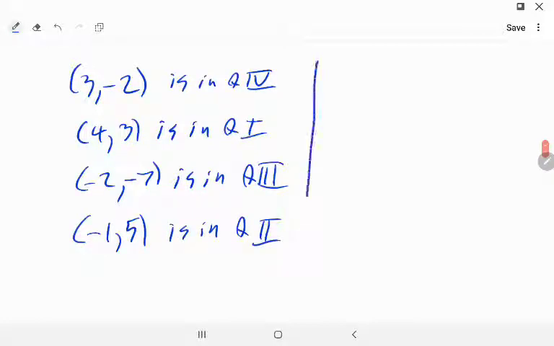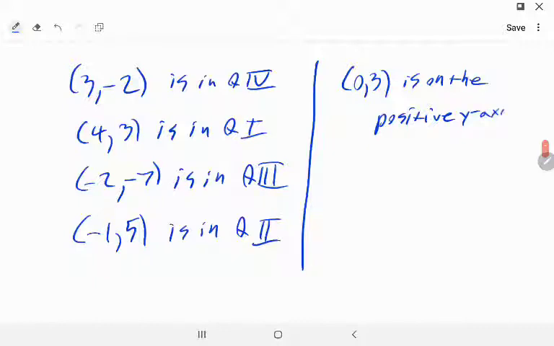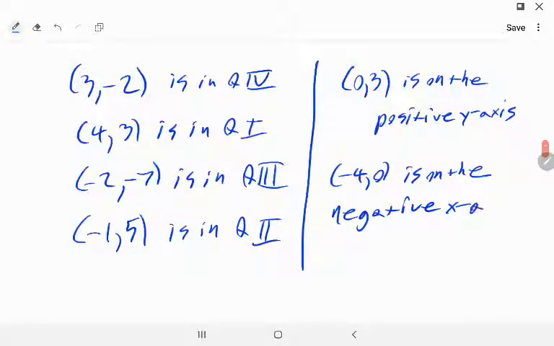We're going to be careful. If we were going to say the point 0, 3, that's not in any quadrant. The point 0, 3 is on the positive y-axis. If we said -4, 0, that is on the negative x-axis. So you have to be careful that points that are on the axis are not counted as being in any quadrant.